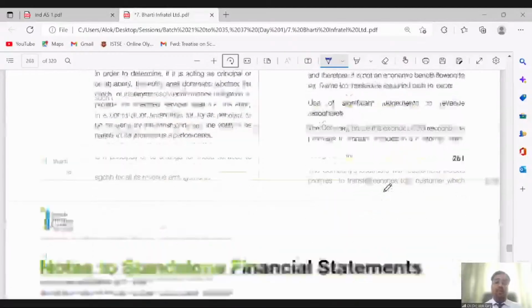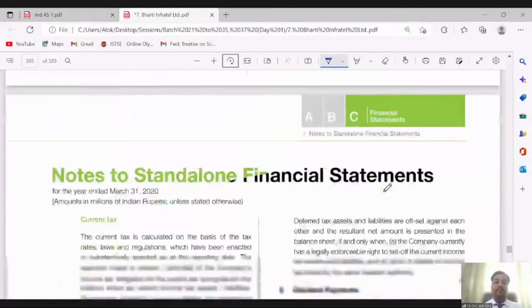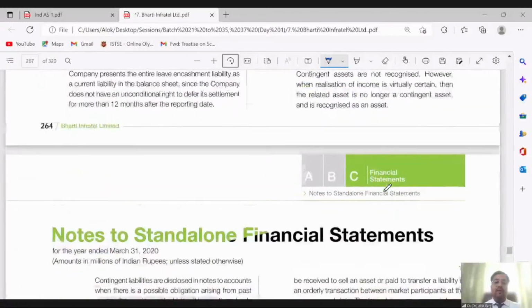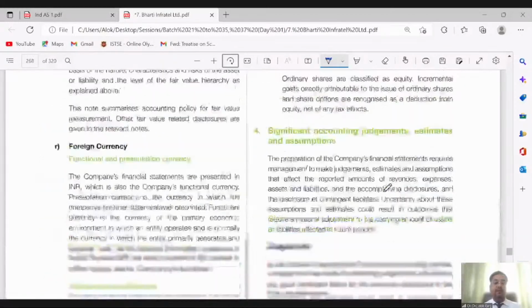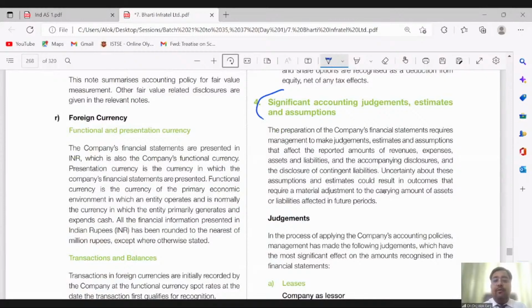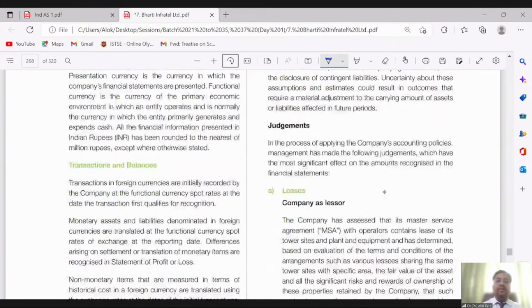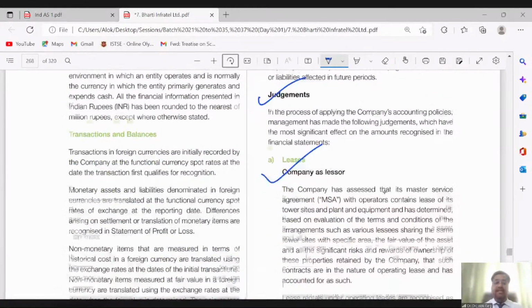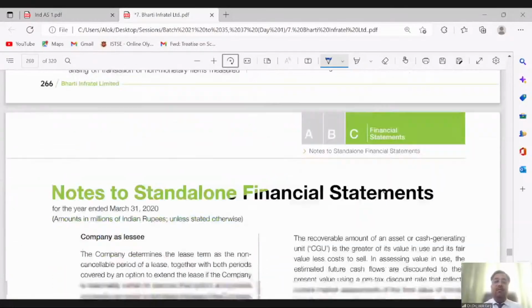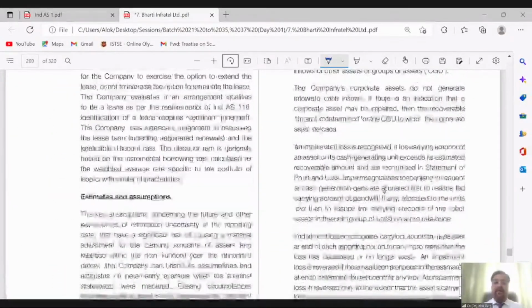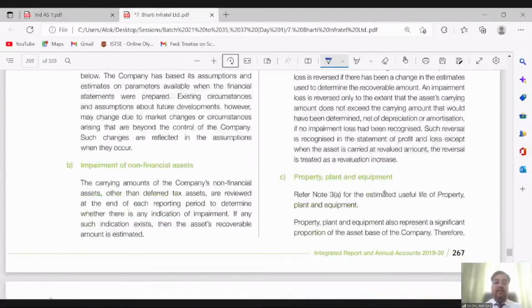Let me show you. If you see in this company, significant accounting judgments, estimates and assumptions, this is given, right? Understood? The judgment has been given: as a company, as a lessor, as a lessee, what judgment the company has applied. The estimates are also given, right?